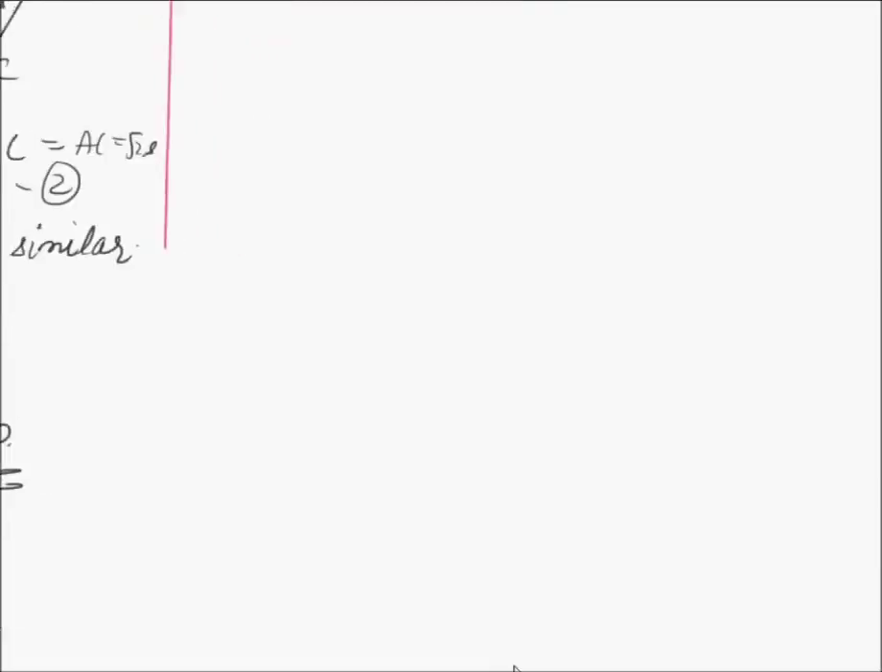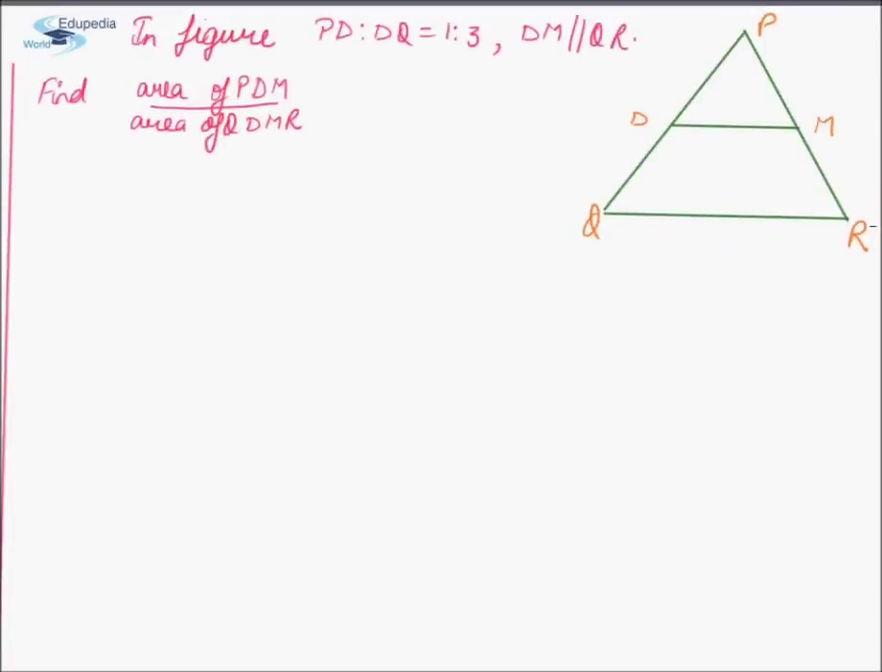Let us have a last question. The question says, in the figure PD ratio DQ is given as 1:3, DM is given parallel to QR. We need to find the ratio of the areas of PDM and QDMR. PDM is a triangle, whereas QDMR is a trapezium, because DM is parallel to QR.